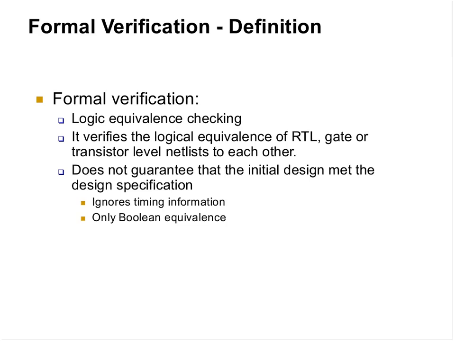On one side there is a design which you consider to be golden. It can be either RTL or netlist. On the other hand, you again have a design which is either RTL or netlist, and formal verification can verify whether both of them are functionally equivalent or not. Some of the tools can even work on functional level netlist.